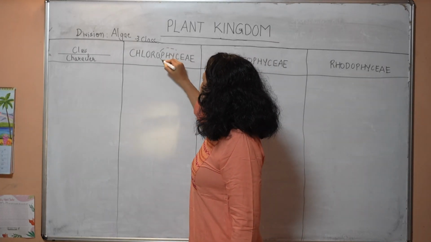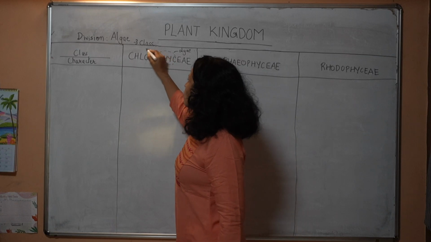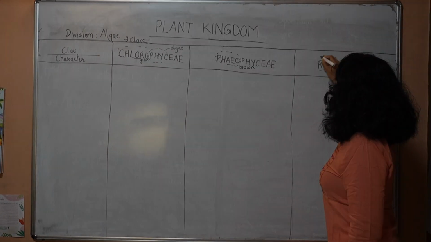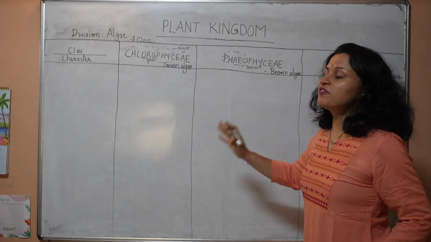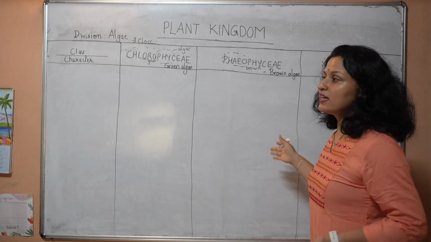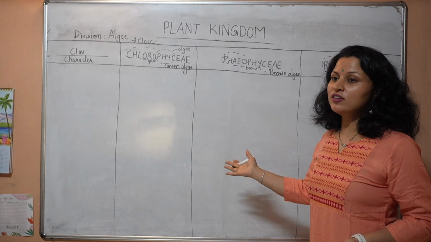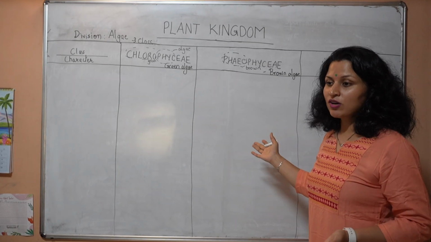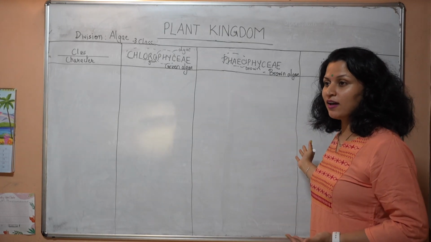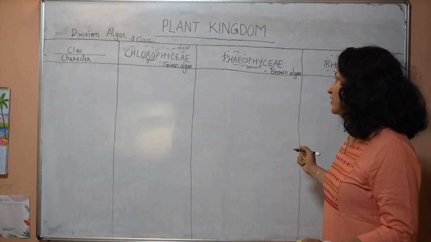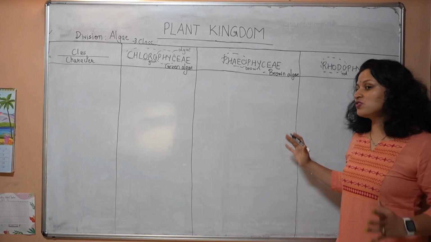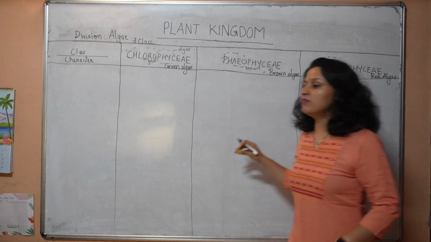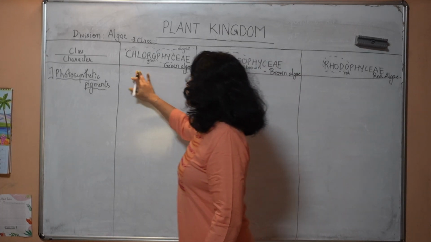Wherein phyco over here means algae, chloro means green, pheo means brown, rhodo means red. So algae are of three different types: green algae, brown algae and red algae. Why are they called green algae, brown algae, red algae? Because green algae look green in color, brown algae look brown in color and red algae look red in color. Okay, very good. Why are they colored differently? Because of the kind of photosynthetic pigments that are present in each one of them. Photosynthetic pigments. Okay, let's see one by one.